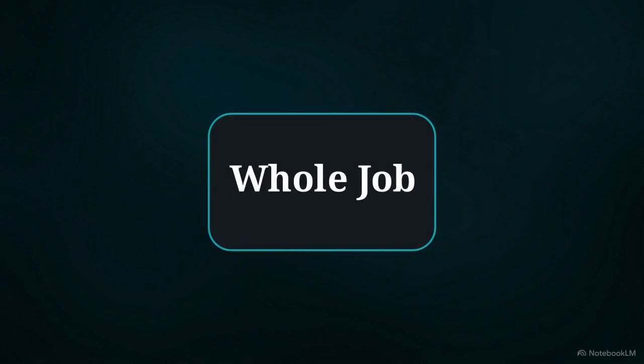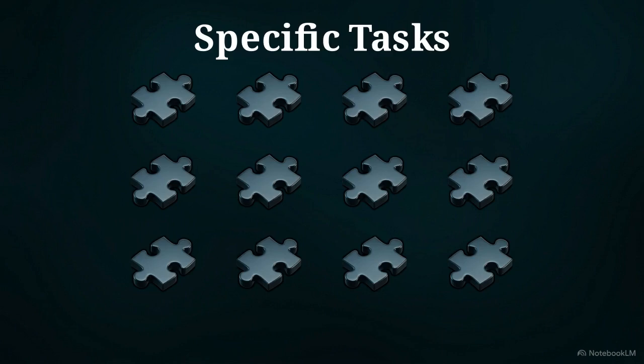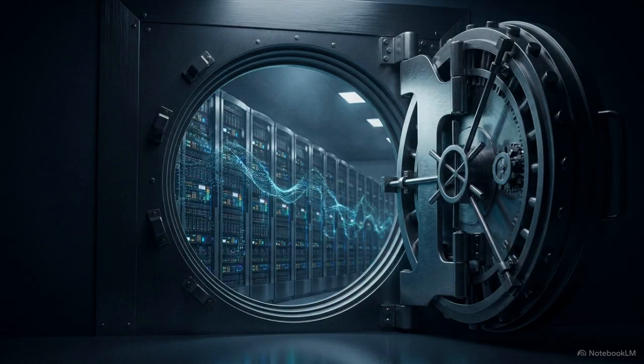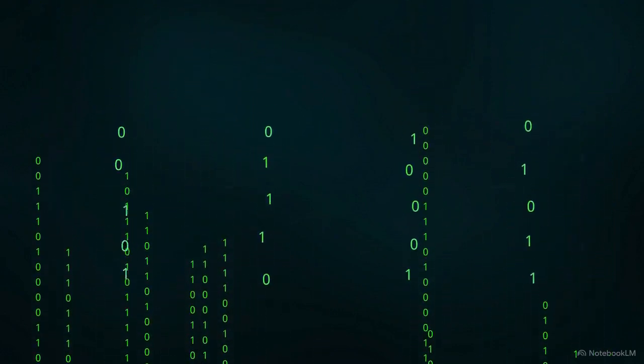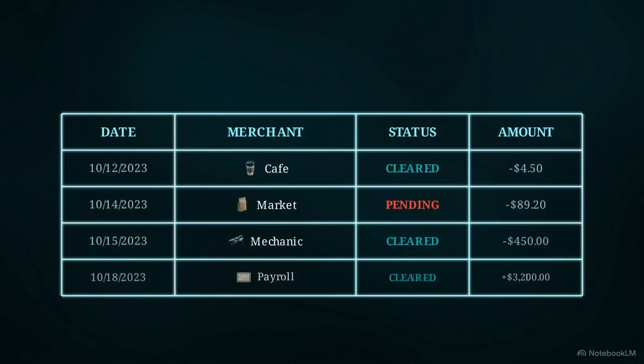In our previous lesson, we established a framework for understanding AI. Look for specific tasks rather than entire jobs, and pay attention to recurring abilities like prediction and pattern spotting. Now we are going to apply that framework to our first industry case study, money and commerce. Finance is one of the most AI-heavy industries in the world, largely because money generates massive, highly structured datasets that algorithms can easily read and analyze.